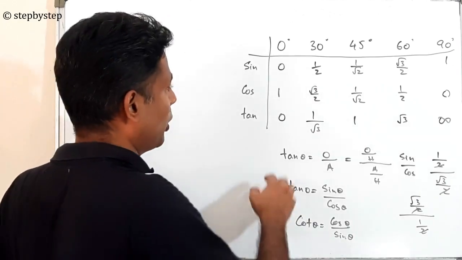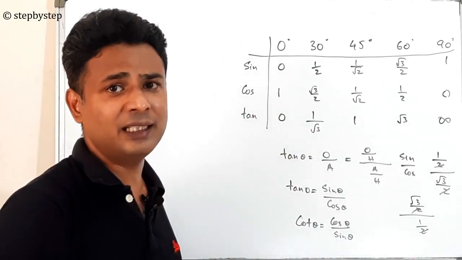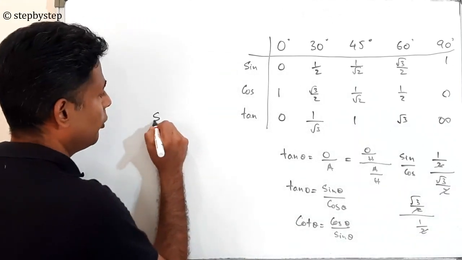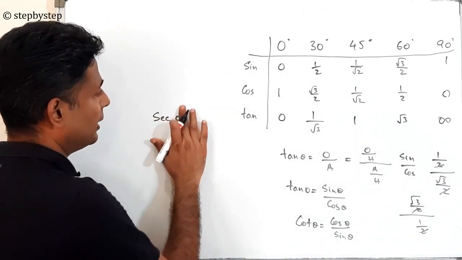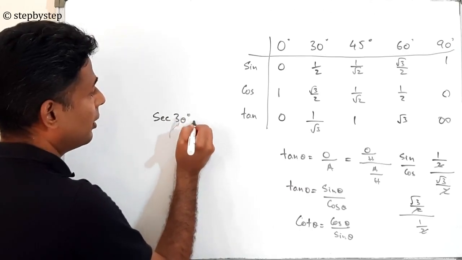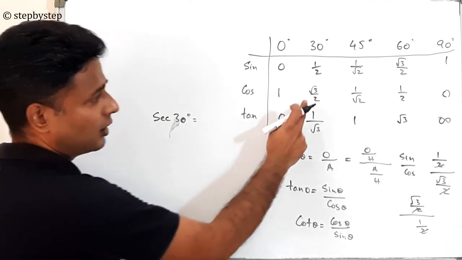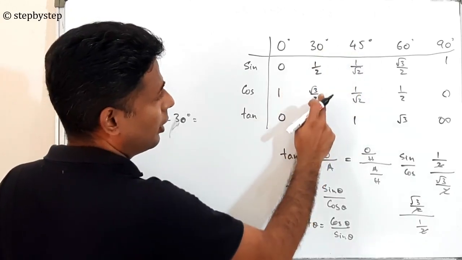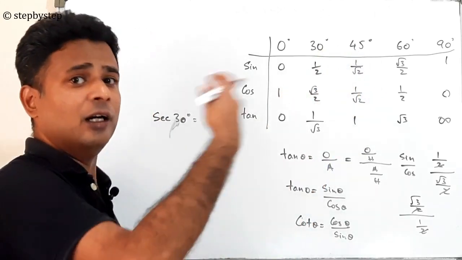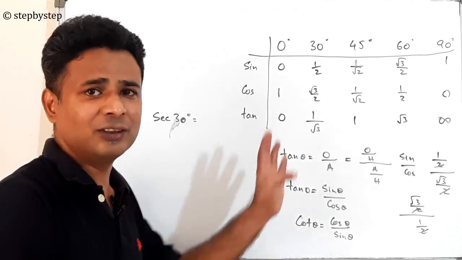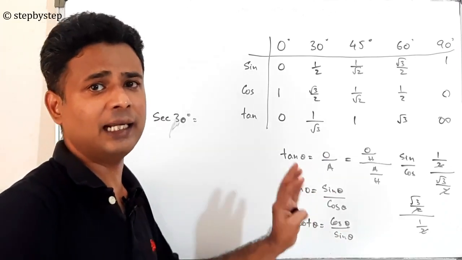Now let's say in some problem you had to find secant 30 degree. What is secant? Reciprocal of cos, right? So what is cos 30? Root 3 by 2. What will be secant 30? 2 by root 3. So you don't have to sit and memorize separately for secant, cosecant and cot.